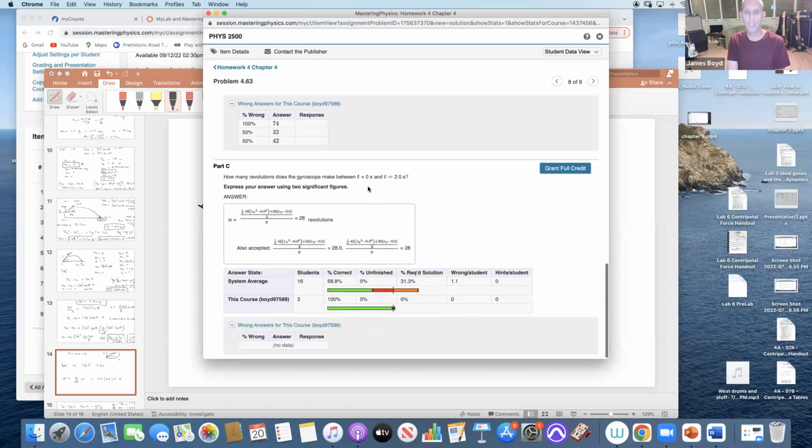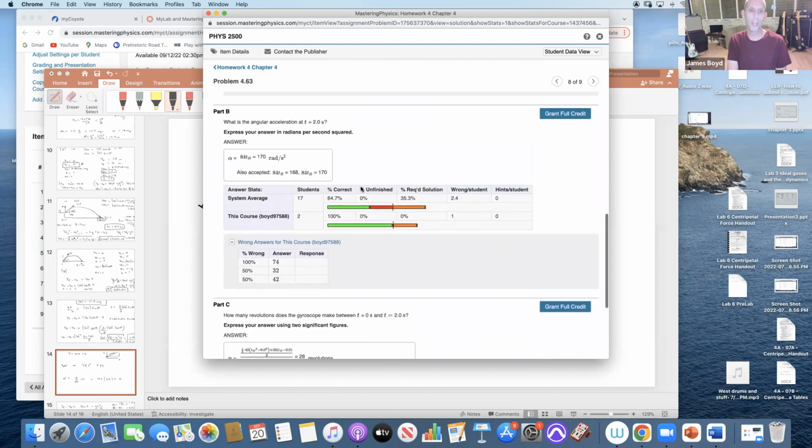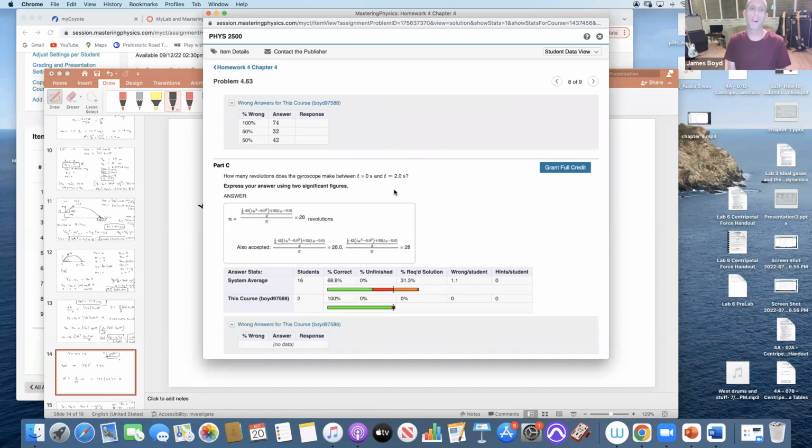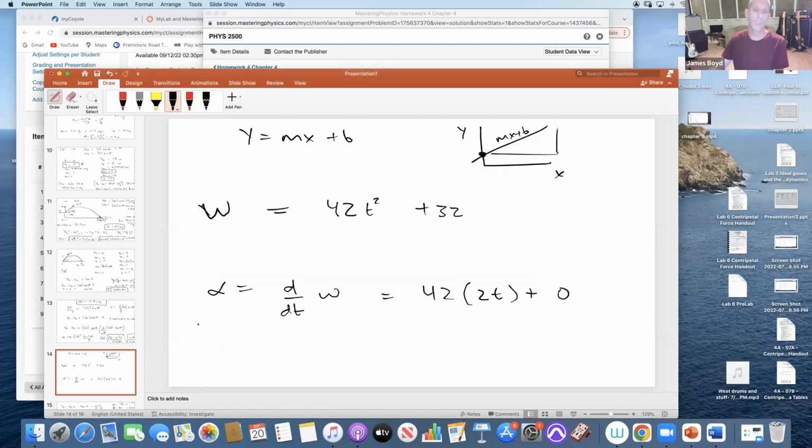And then finally, how many revolutions does it make between 0 and 2 seconds? In order to find the change of theta, the change of theta is the integral with respect to time of our trend line, time 1 to time 2. We have one more thing to do, but this would be 42 t squared plus 32, integral from t is 0 to 2 seconds.